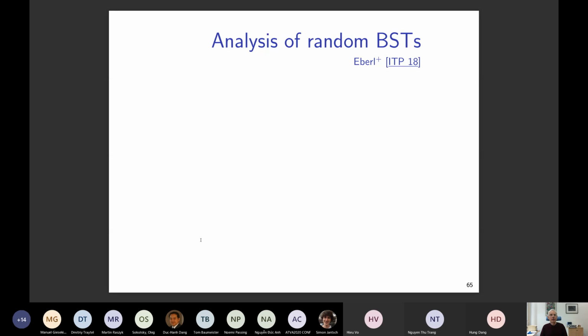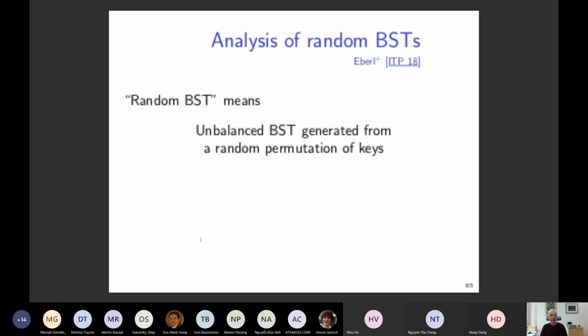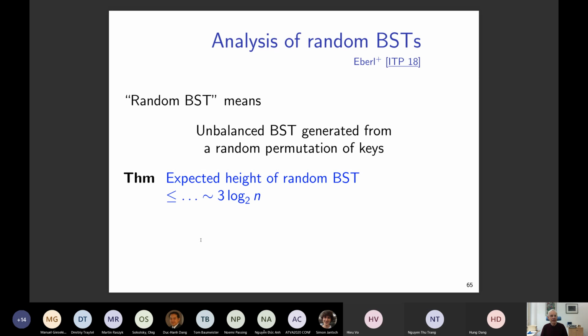We then connected that with the analysis of random binary search trees. Random binary search trees are unbalanced binary search trees just generated from a random permutation of keys. So you just put your keys one after the other into the binary search tree, and on average, it won't diverge into a list. And in fact, we could prove that the expected height of such a random binary search tree is again logarithmic. So it's not as good as a red-black tree or an AVL tree, but it's like a factor of 2 worse if you don't do anything.